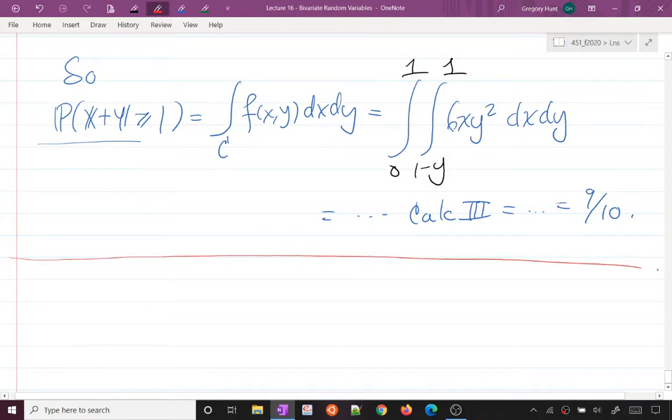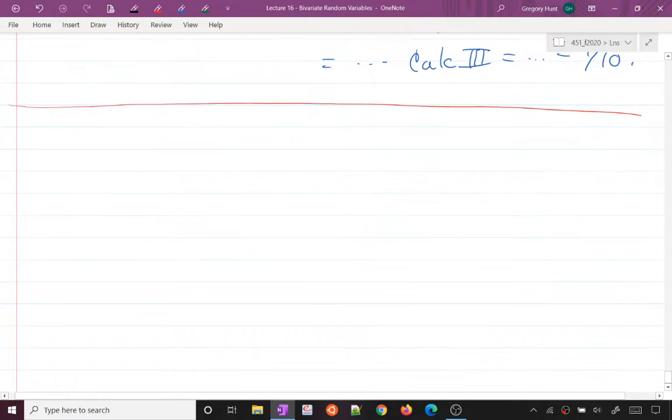Okay, let's look at one more problem. Again, I'm going to set up the problem and leave the calc 3 details for you to do, because it's not worth my time to pretend like I'm teaching you calc 3 again. You all know calc 3. What I want to do is get from the probability problem to calc 3, and then from there you guys can take it home.